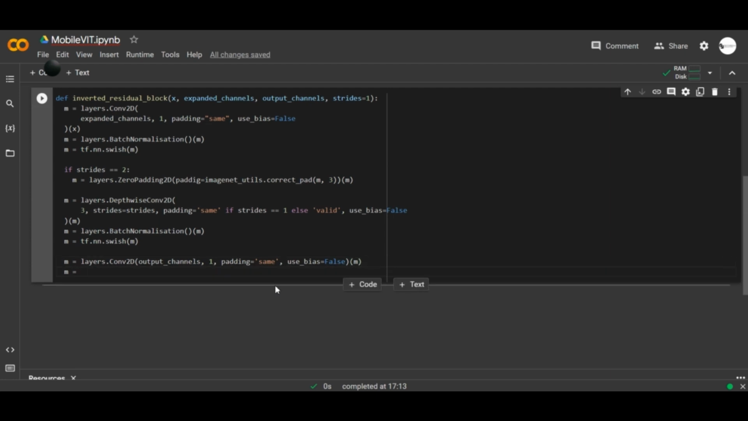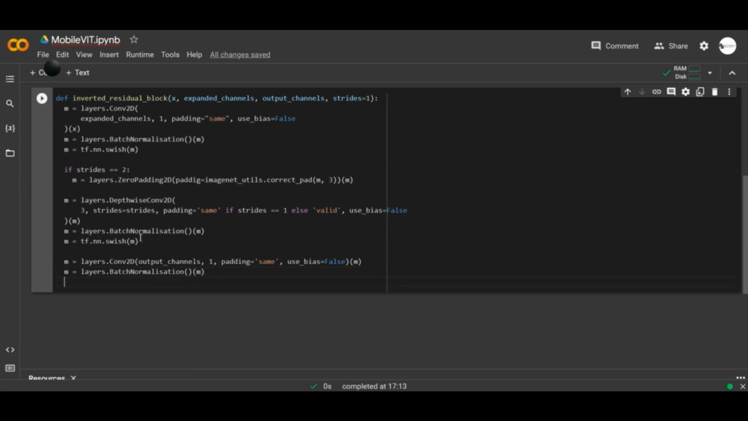Then here we have m equals to layers dot batch normalization. I think it would be better if I copy this, because I keep on typing. But can you see we don't apply the activation function this time. Why? Because we have reduced the number of dimensions. Like I said, what the MobileNet paper realized is that when you have a lower dimension and you apply an activation function, you're going to have information loss. So when you don't apply activation, that's why they call it inverted residual block.